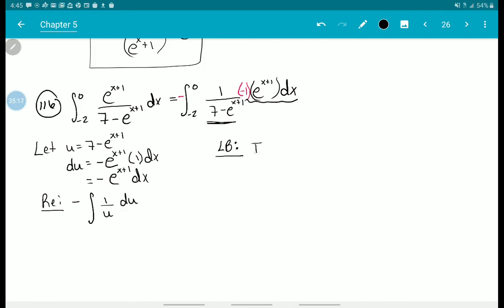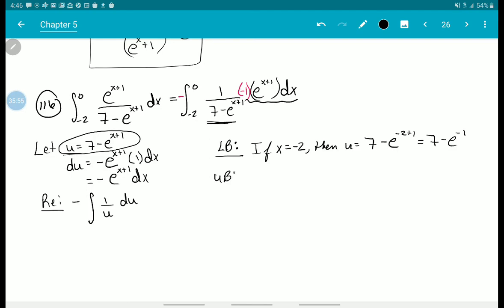So let's look at the lower bound. If x is equal to -2, then u would be e to the -2 plus 1. Just kidding. u would be 7 minus e to the -2 plus 1. Ooh, guys, this one's going to be really messy. So this is 7 minus e to the -1. Remember, to find this, that has to go in for that u.